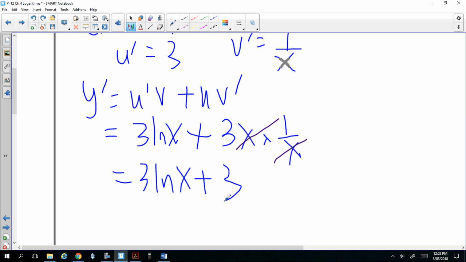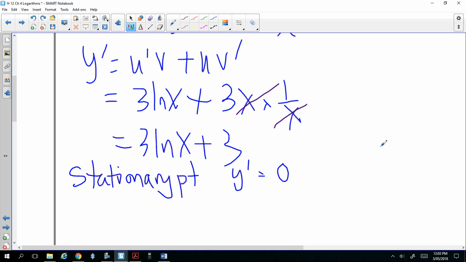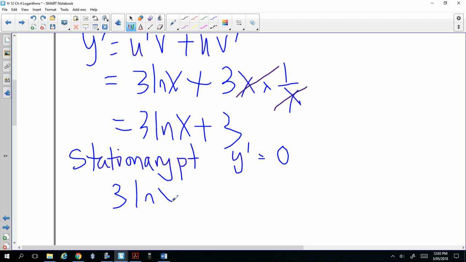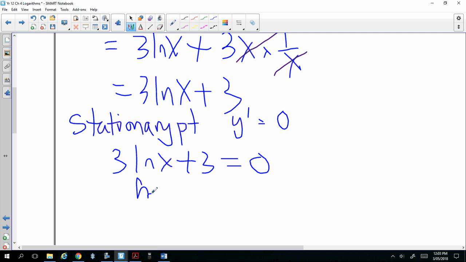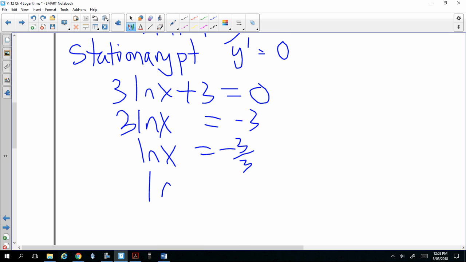And then we have to find the stationary point. How do we find the stationary point? That's when y dash is 0. Put y dash equal to 0 and solve for x. So we have to solve a logarithmic equation. Write 3 ln x plus 3 equal to 0. And then you move the 3 to the other side. So 3 ln x equal to minus 3, ln x equal to minus 3 over 3. So ln x equal to negative 1.